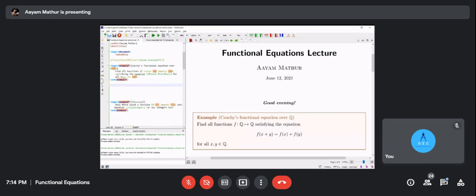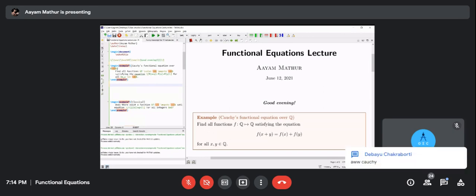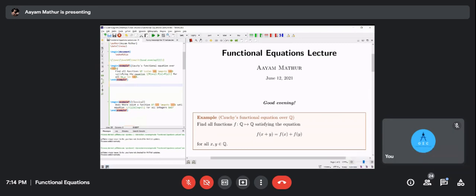So the first example that we're going to go over is probably the most simple one, yet it's also very important. That is Cauchy's functional equation over the rationals. Over the reals, it's a bit more complicated because you could have pathological solutions. The reason for that is a bit more interesting and certainly beyond the scope of this lecture. We could certainly cover it sometime in the future though.